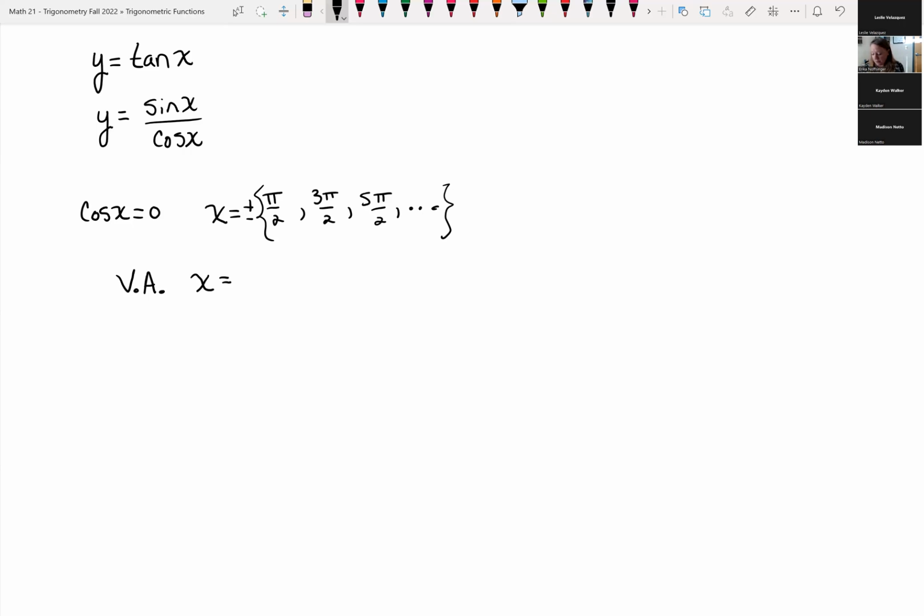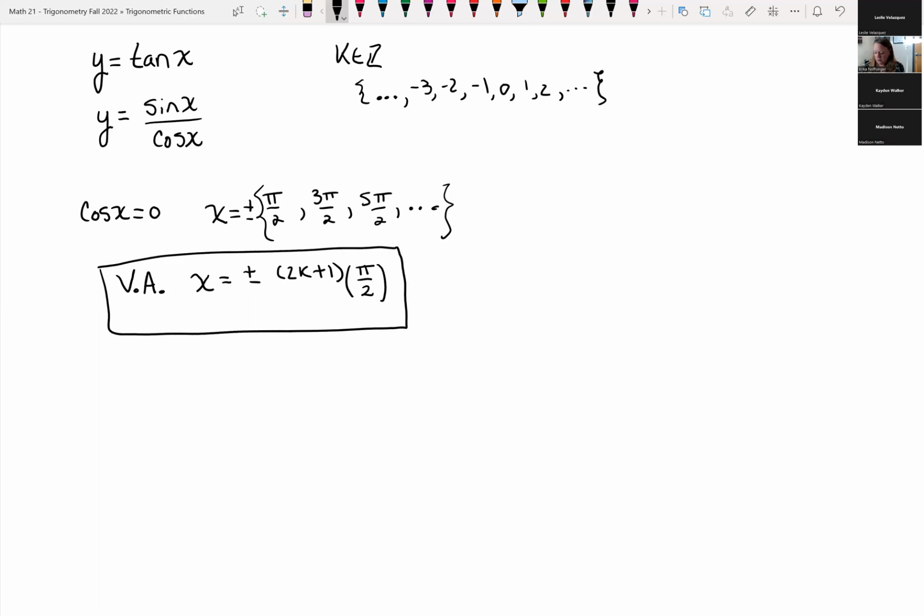we can express an odd number is 2k plus 1 or 2k minus 1, all times pi halves. We're going to consider k as an integer. And so recall integers are coming in from negative infinity in the form of -3, -2, -1, 0, 1, 2, etc. So we're going to have vertical asymptotes here. Those, again, are the values we have to exclude from our domain.